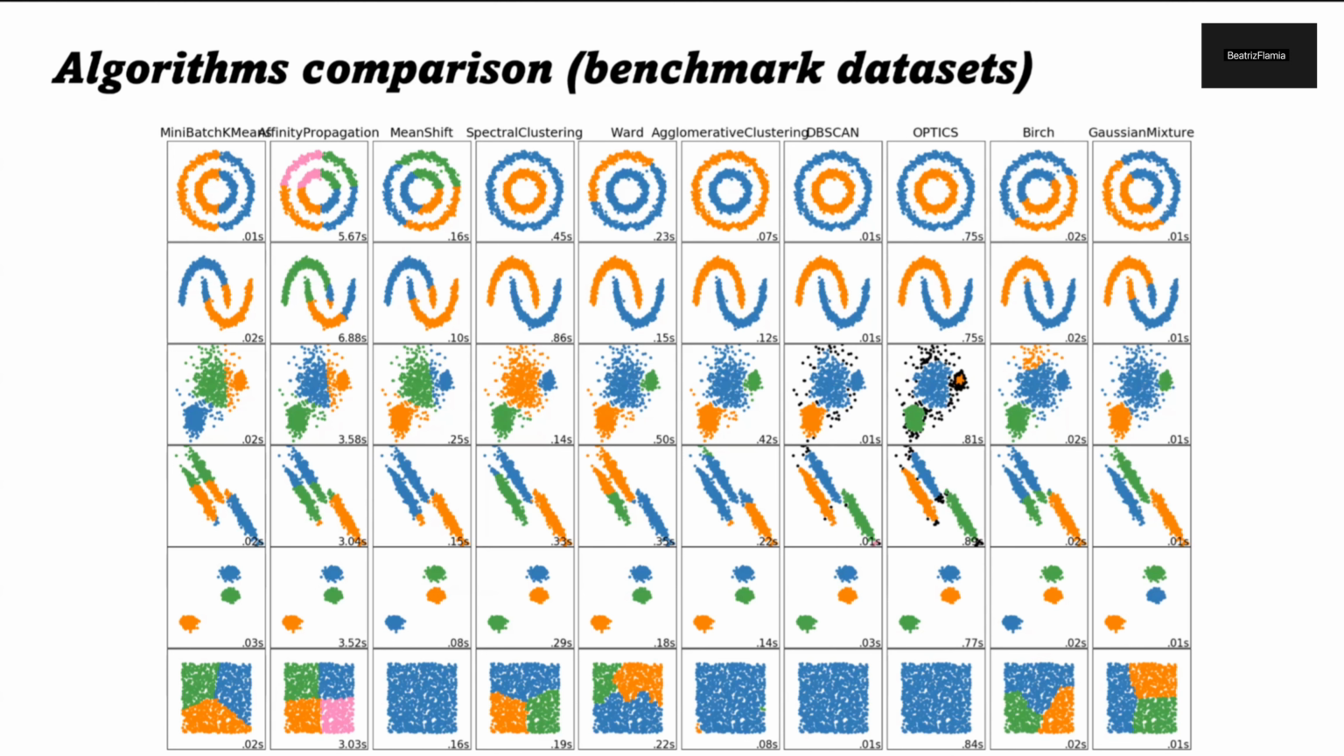Similar for this line here. In this case, we have a simple one because we have rounded data in different positions of the space. So all the algorithms provide the same distribution. I know the color is different, but it's the same distribution. We have three colors.